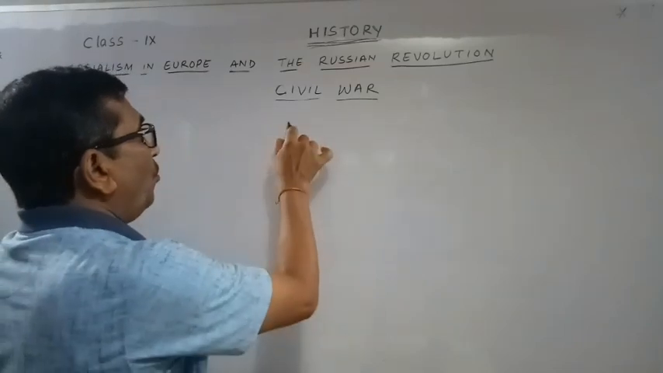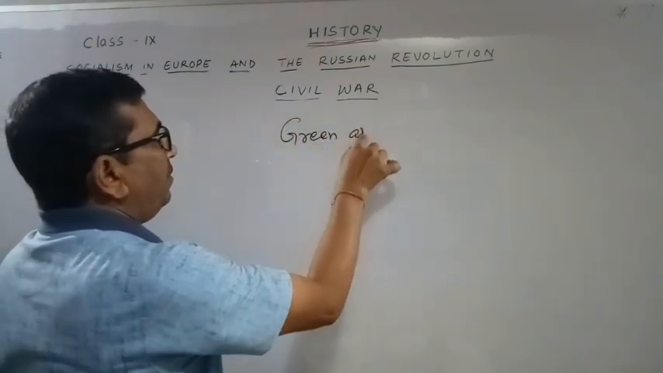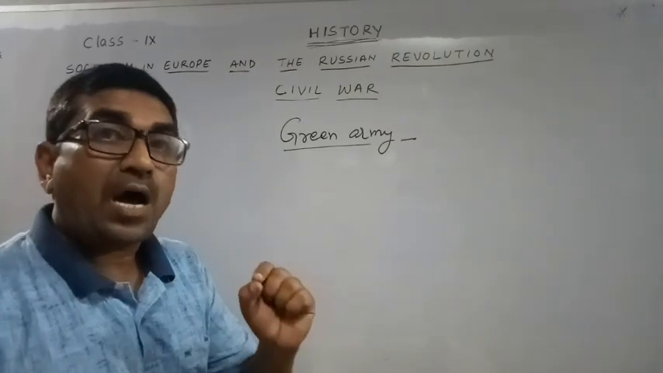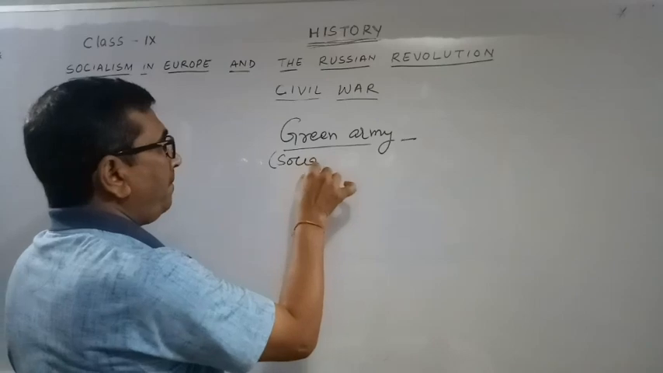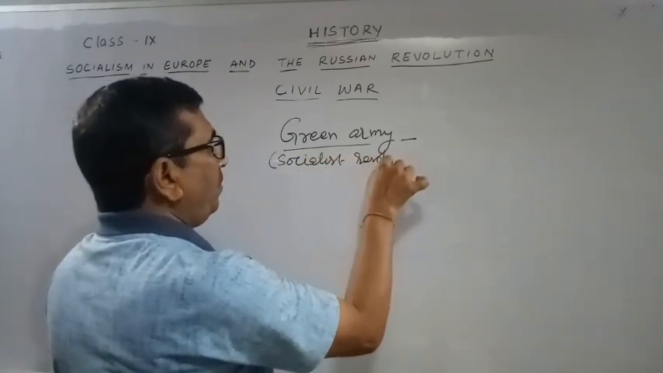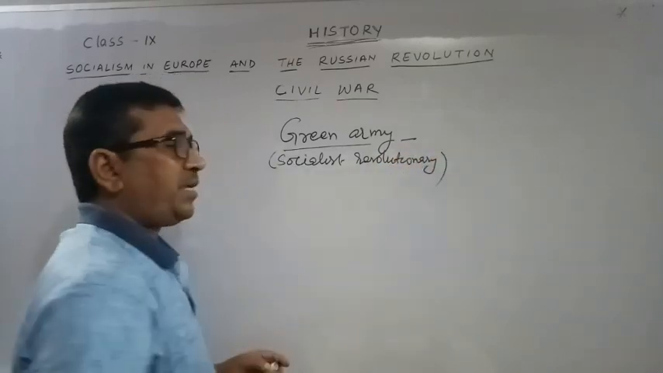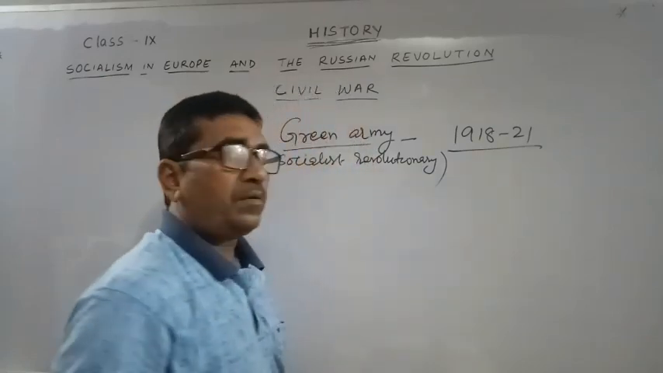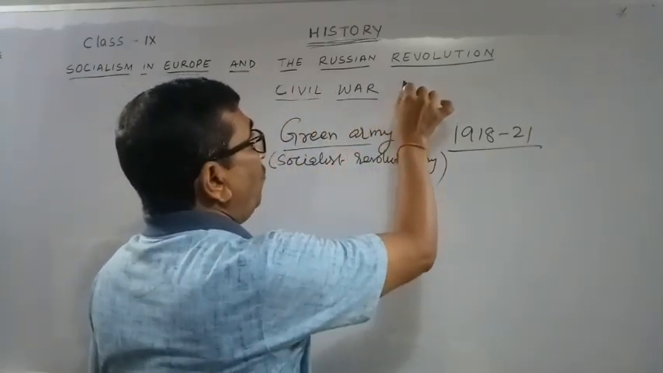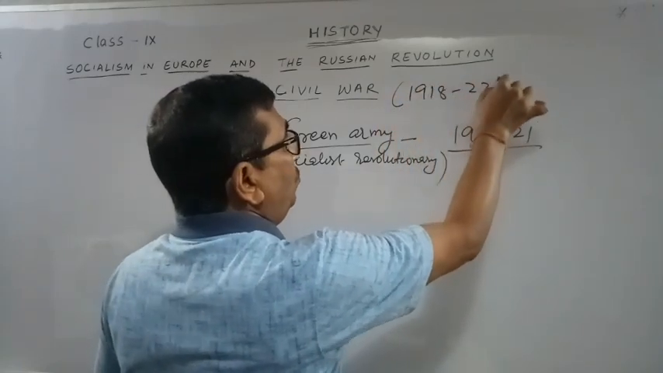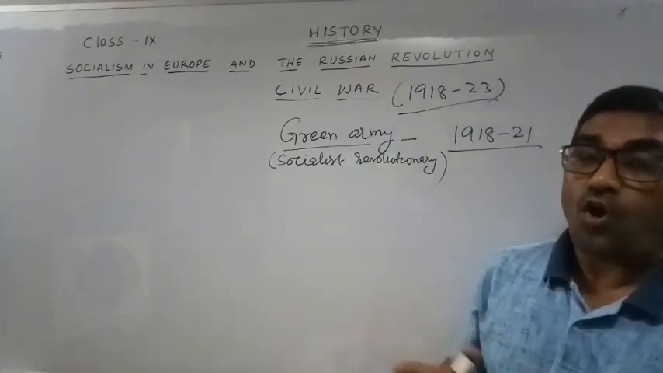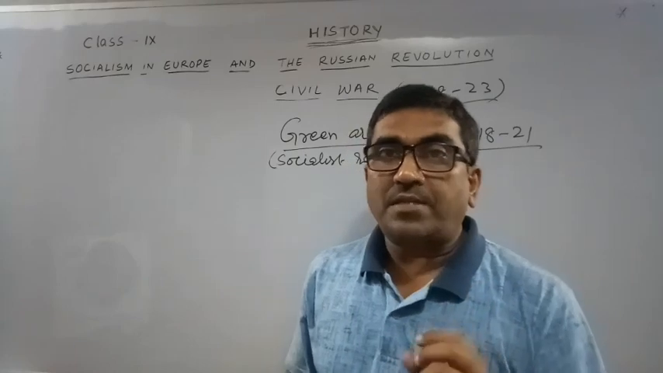Which were the three armies? One was the Green Army, the Socialist Revolutionary Army, we can say. The civil war went on from 1918 to 23. It was a long way, not a short way. It was not that in one or two days, it finished. It took a long time. So there were three basic armies that were fighting.